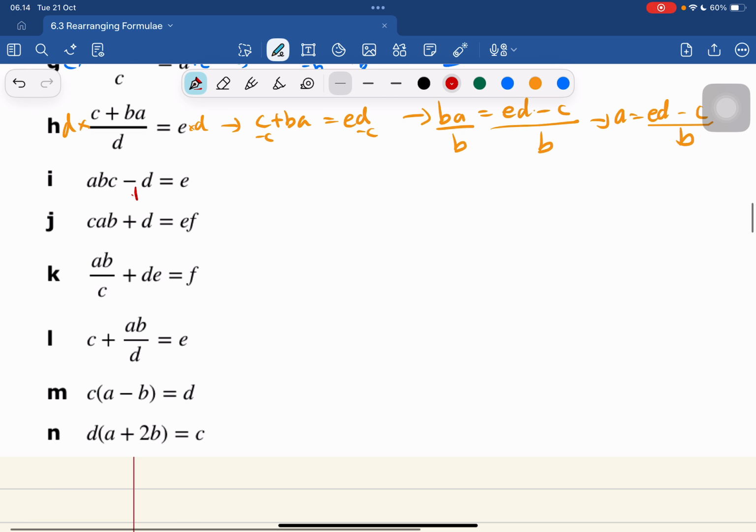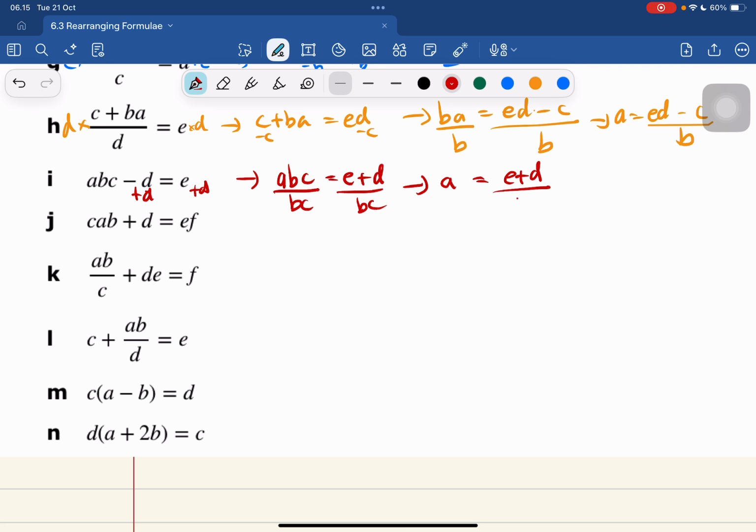Next, so plus D on both sides to make the minus D disappear. So ABC equals E plus D. To make it only A here, we divide by BC on both sides. So that's going to be A equals E plus D over BC.